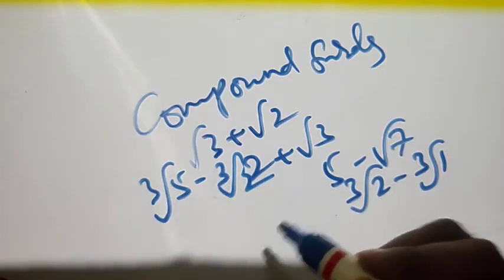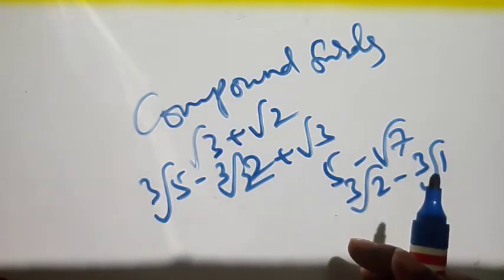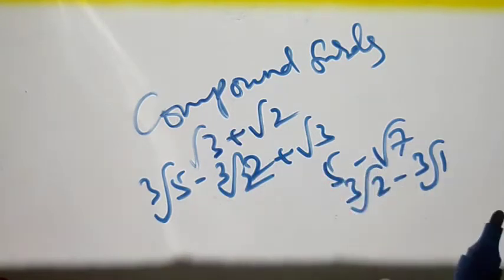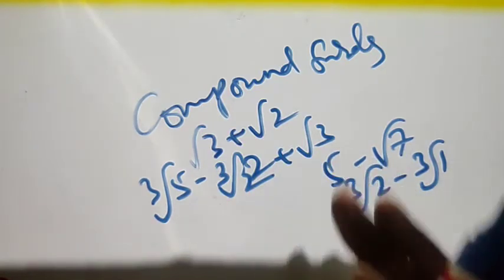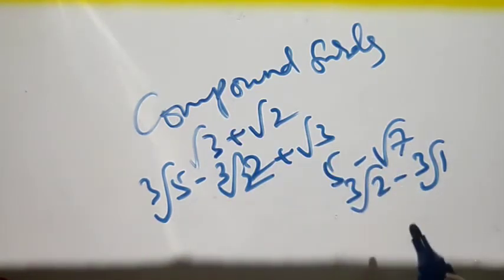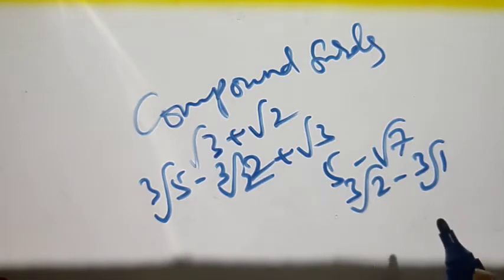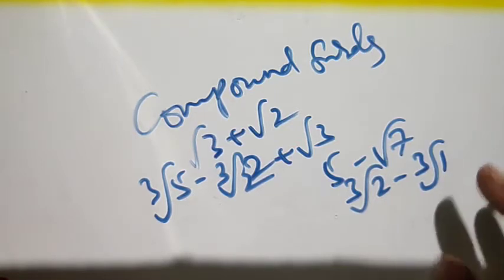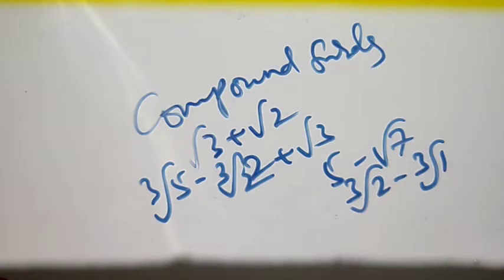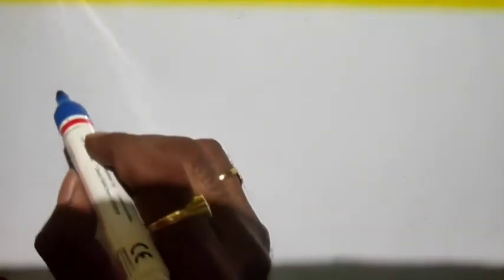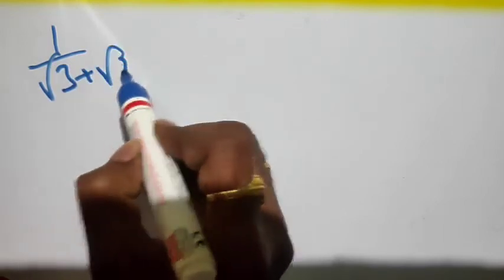How to rationalize these surds? What is the RF of these? If these types of surds are in the denominator of the given expression, then how to rationalize it? What is the procedure? For example, if the expression is like this: rationalize the denominator of 1 by root 3 plus root 2.